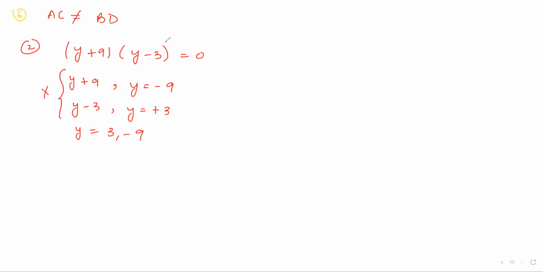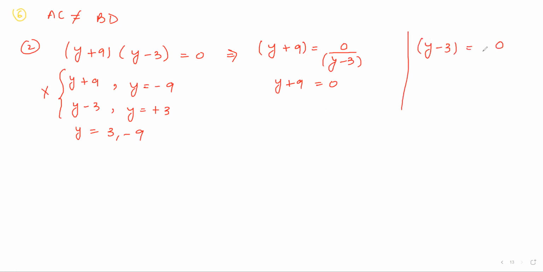Okay, this is wrong. Now try to understand. First of all, don't write that. After this step, what we do is take one of the brackets to the denominator. So I take y + 9 = 0/(y - 3), so that becomes y + 9 = 0. This is one of the possibilities. Or I can keep y - 3 here and take the y + 9 bracket to the denominator. So I get y - 3 = 0. So these are the two equations I'm getting.